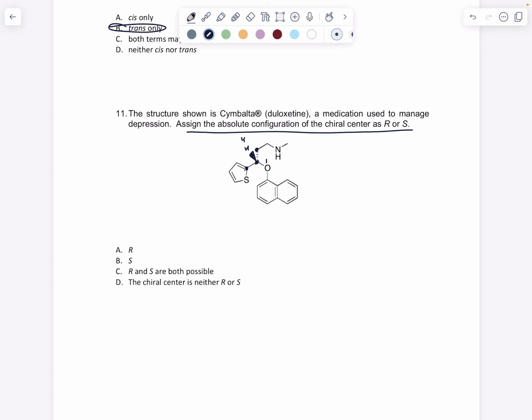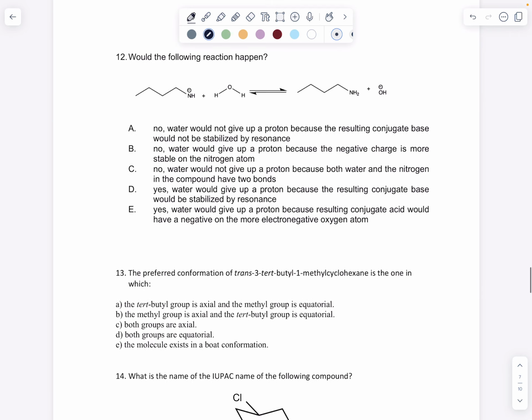And then between these two, we have 2 carbons. This carbon is attached to carbon and then 2 hydrogens. This carbon is attached to 2 carbons and a sulfur. So this one wins. So this would be 2 and 3. So 1, 2, 3 is pointed to the right. So that's R. But because our hydrogen's pointed directly at us, I would choose S.